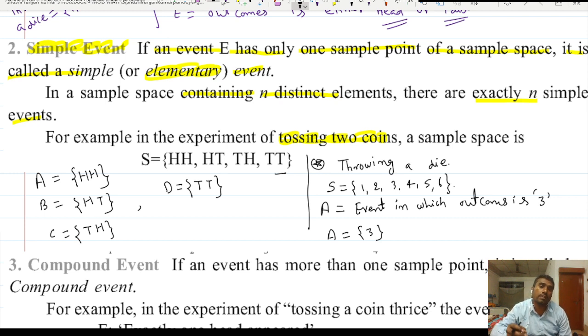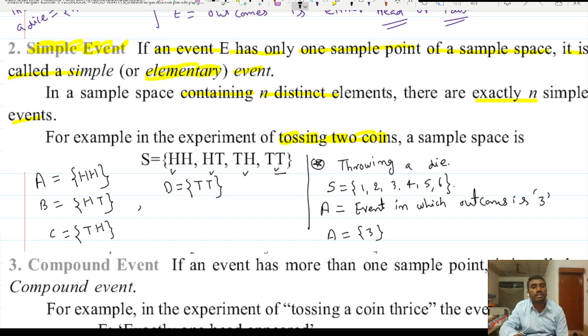A simple event is one in which we have to take only one sample point. Here, how many sample points? 1, 2, 3, 4, 5, 6. Here, what is sample point number 1, number 2, number 3, number 4? So in this case we have to put 4 sample points. Got it now? The elements in the sample space are called sample points.